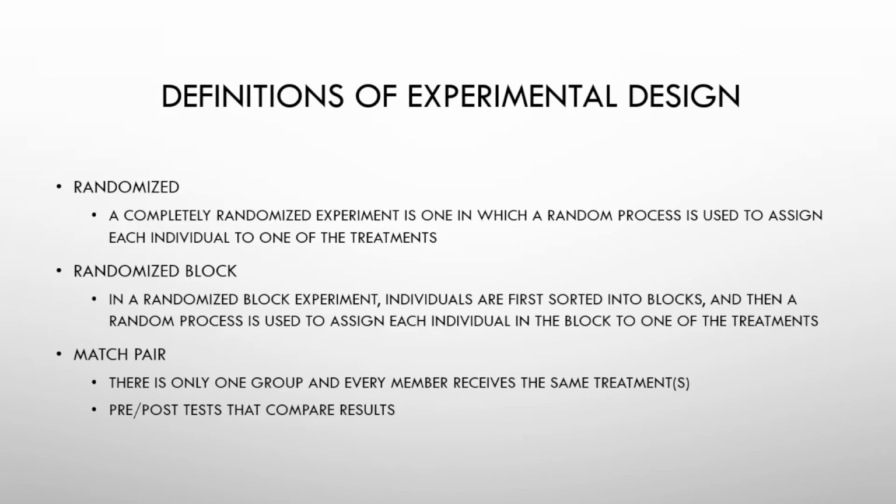All right, next one here, we have randomized block. Now, I'm just going to call this one block. So you have randomized and you have block. The main reasoning being is because otherwise they both have the word randomized in them, and that can become a bit confusing. So we have randomized, and then we have block. So in a randomized block experiment, individuals are first sorted into blocks, and then a random process is used to assign each individual in the block to one of the treatments.